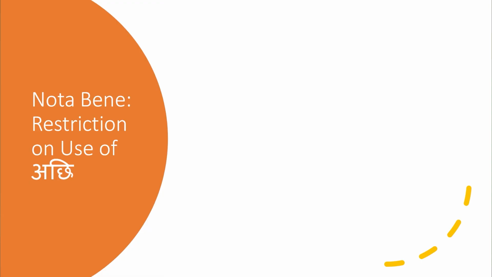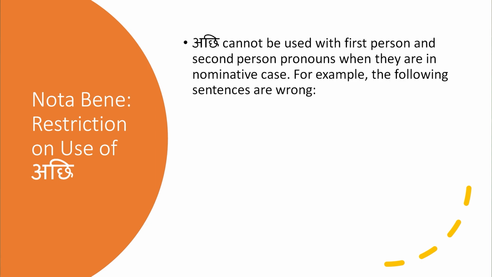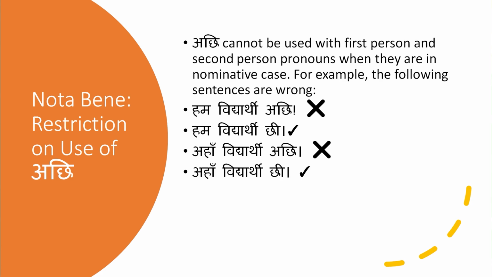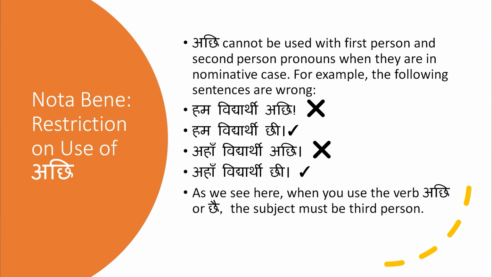Now, there are also some restrictions on the use of the word achi. Achi cannot be used with the first person and second person pronouns when they are in nominative case. For example, you cannot say ham vidyarthi ach, this is wrong. You have to say ham vidyarthi chi. Then aha vidyarthi ach, you cannot say that, this is wrong, you have to say aha vidyarthi chi. As we see here, when you use the verb achi or chai, the subject must be third person.